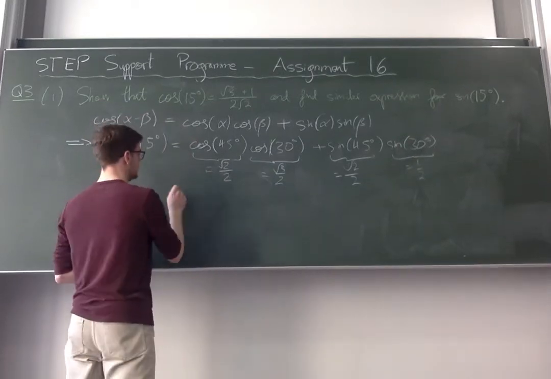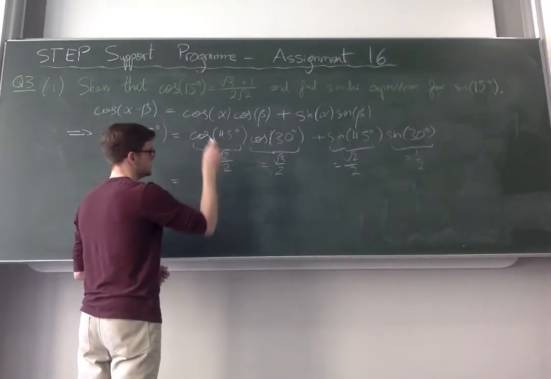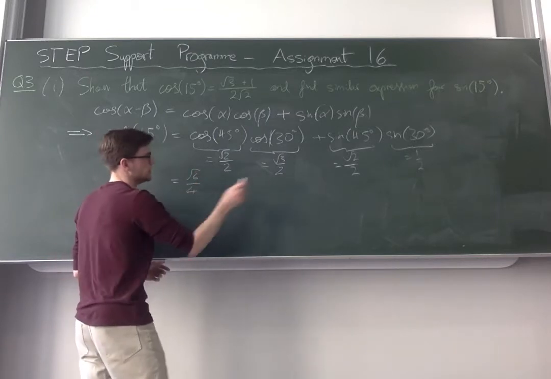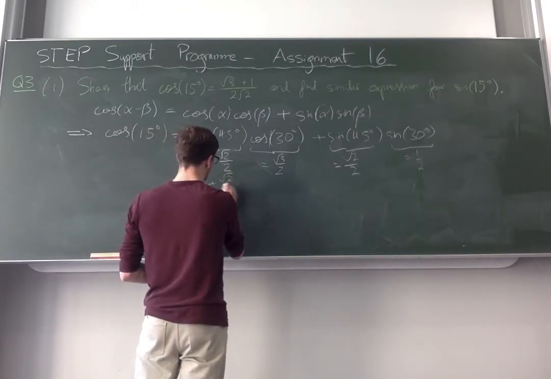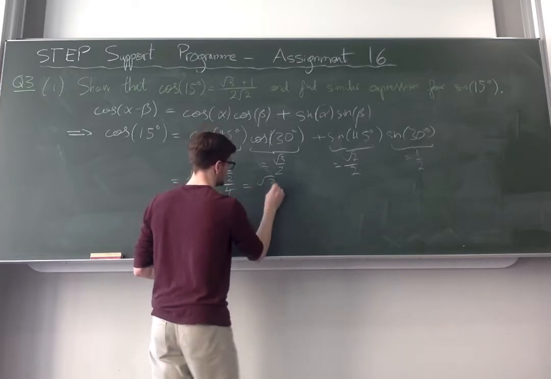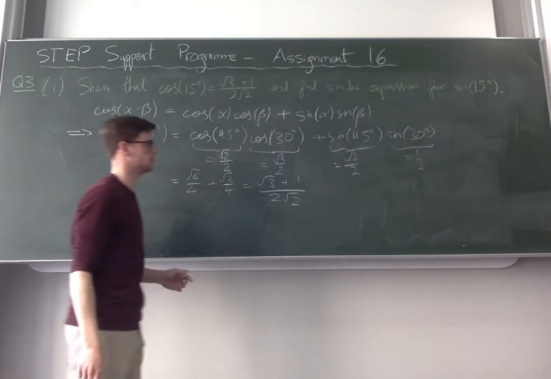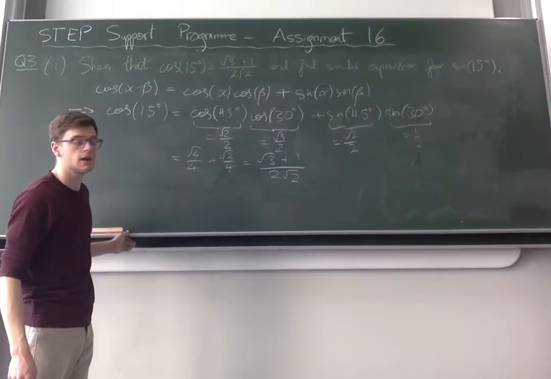Okay, so now we can just evaluate this. Root 3 times root 2 over 4 is root 6 over 4. And then we get plus root 2 over 4. And we just divide through by root 2 to get the required expression.